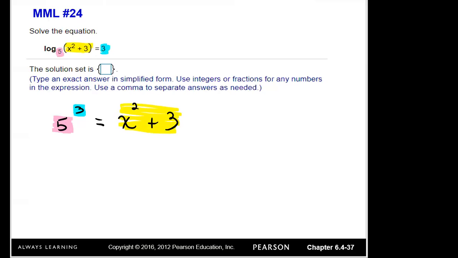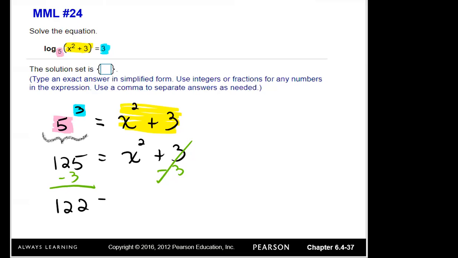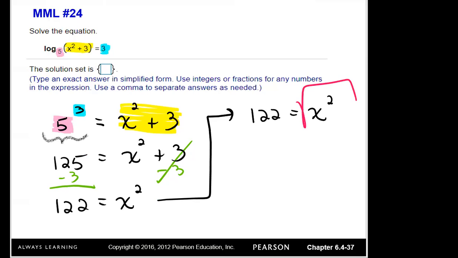Now, this is a quadratic equation because I got an x squared. But over here, 5 cubed, I can actually work that out. 5 times 5 times 5 is 125. And then I start solving. I'm going to subtract the 3 on both sides. That gives me what? 122 is equal to x squared. And then in order to solve for x, I'm going to have to take the square root of x squared. And what you do to one side, you got to do to the other.